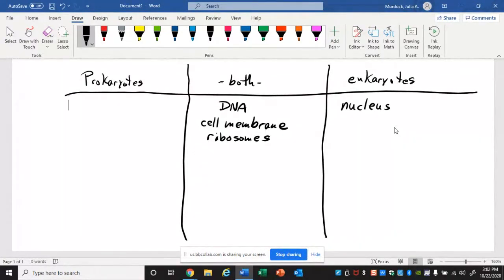Mitochondria is actually a membrane-bound organelle, so that would go over here. Cytoplasm is present in both, although I'm going to call it cytosol instead of cytoplasm, because the fluid in the cell exists in both. But technically, cytoplasm includes membrane-bound organelles. They both have all of these. That's good.